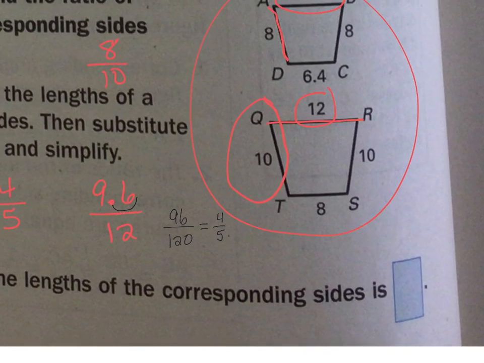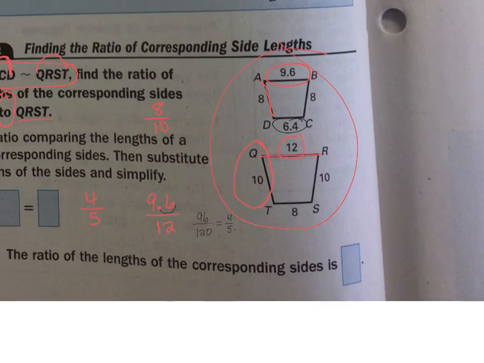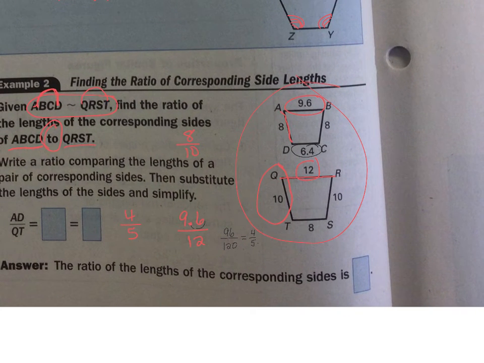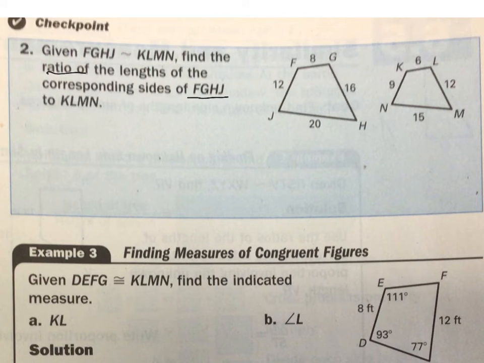If I do 6.4 DC, I would put DC over TS. Yep, and I would have 6.4 over 8. Am I going to get the same ratio? That if they are similar, they are in the same ratio. So yes. Find the ratio of the quadrilateral FGHJ to quadrilateral KLMN.